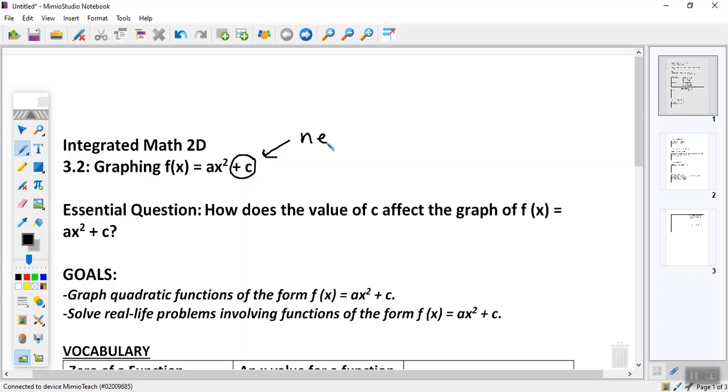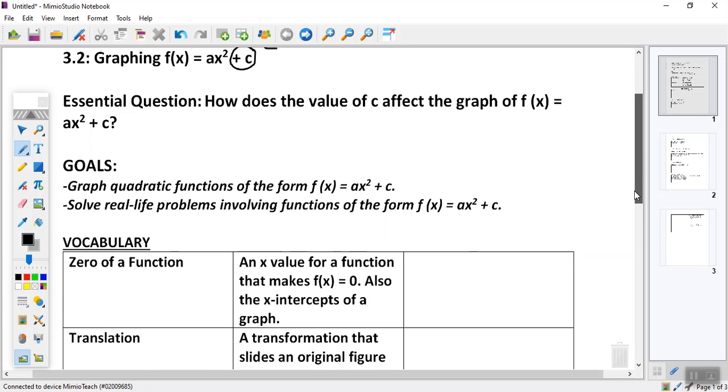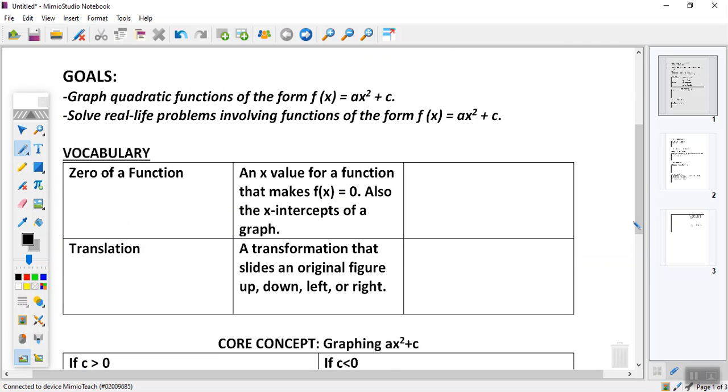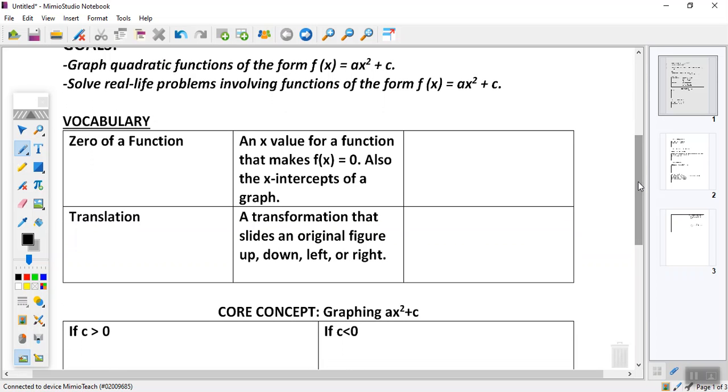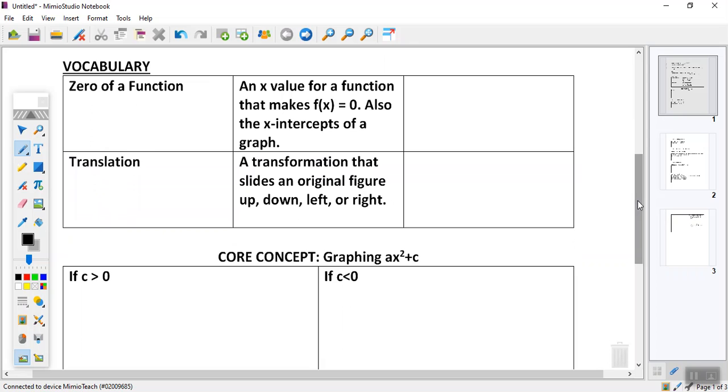We want to ask ourselves this question today about the quadratics that we're working with. How does the value of c affect the graph of f of x equals ax squared plus c? We want to know what that c value does to our graphs of quadratics when we apply it. So we're going to explore that today. The goals are to graph some quadratic functions of the form f of x equals ax squared plus c, mostly in decimals today, and then to solve some real-life problems involving that form. So let's establish some vocabulary first, like usual.